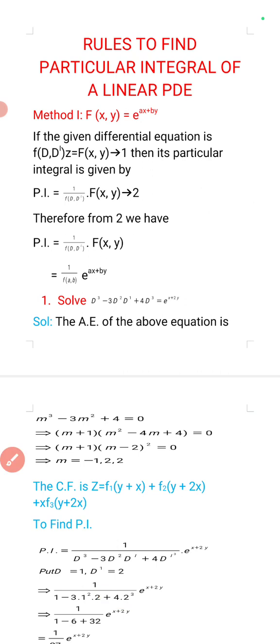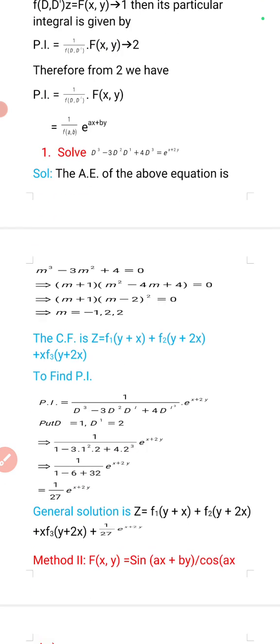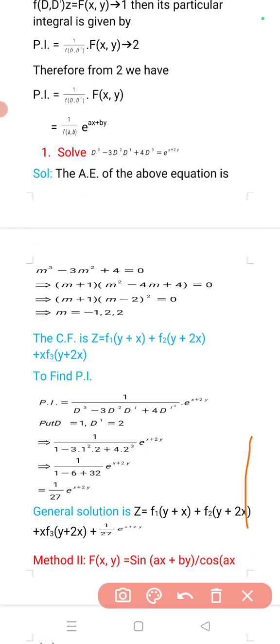Now we shall go to the particular integral part. What is the formula we have to take up? We take 1 by f(D, D') into F(x, y). In place of f(D, D'), we write D cube minus 3 D square D' plus 4 D' cube.